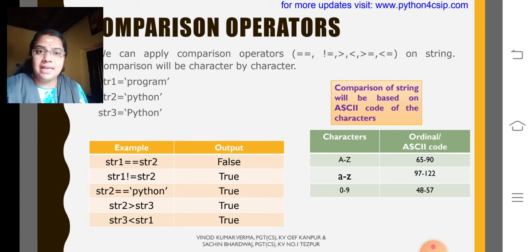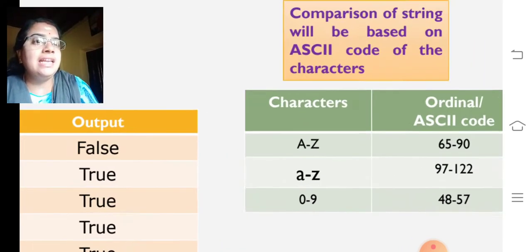Look at the examples I have given. str1 equal to str2, that is, program equal to Python. Why does it become false? For the first check, P and P, the difference will be 0. Then R and Y. My dear children, for string comparison, the interpreter will take the ASCII code only. So here I have given the ASCII codes, in the green color.